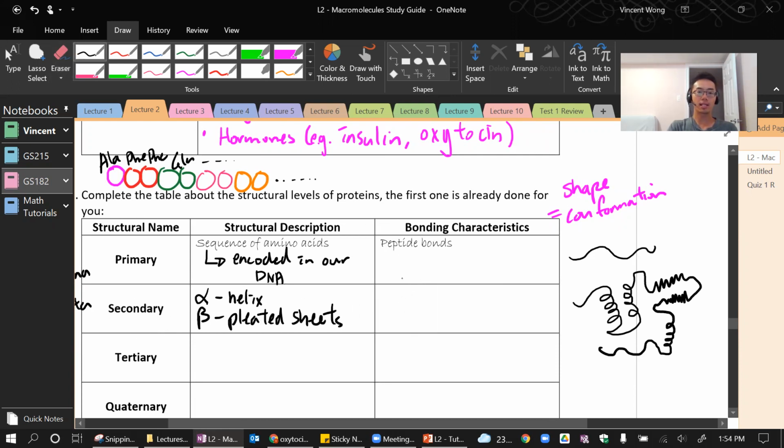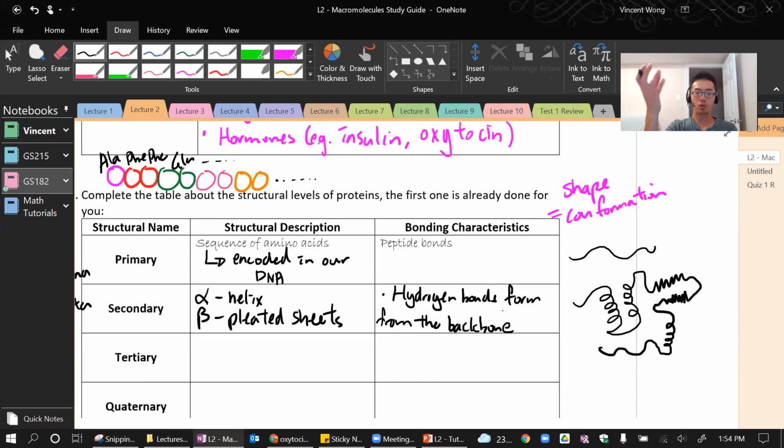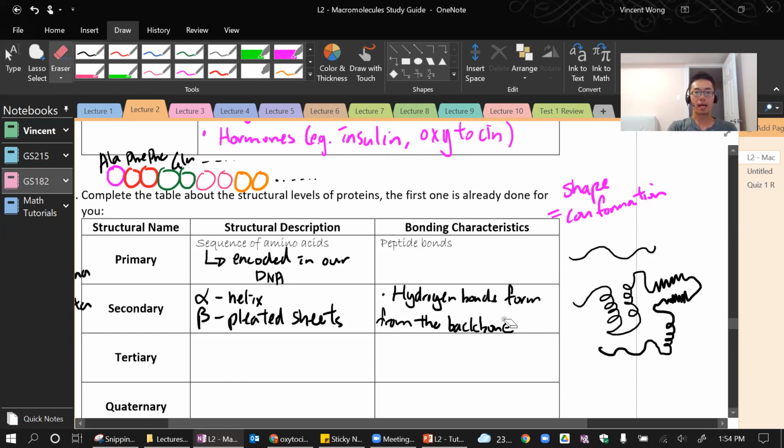What's holding these things together is basically hydrogen bonds formed from the backbone. The backbone is the yellow thing that I highlighted earlier. The hydrogen bond is basically the positive part of one portion interacting with the negative part of another portion. That's what's forming these secondary structures.